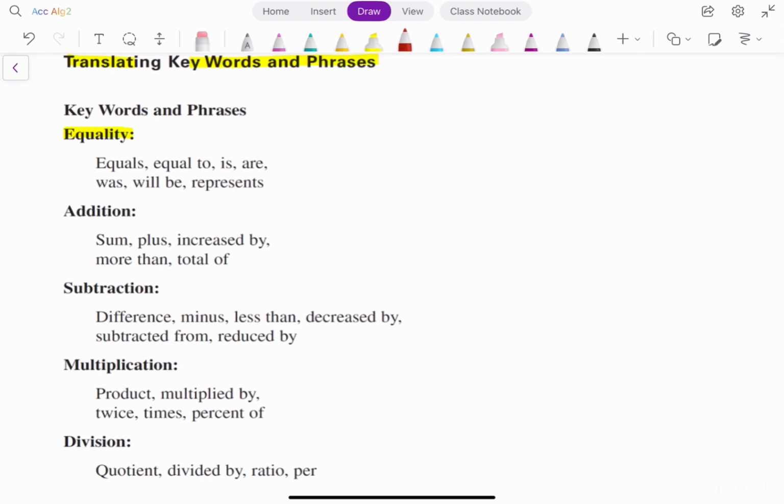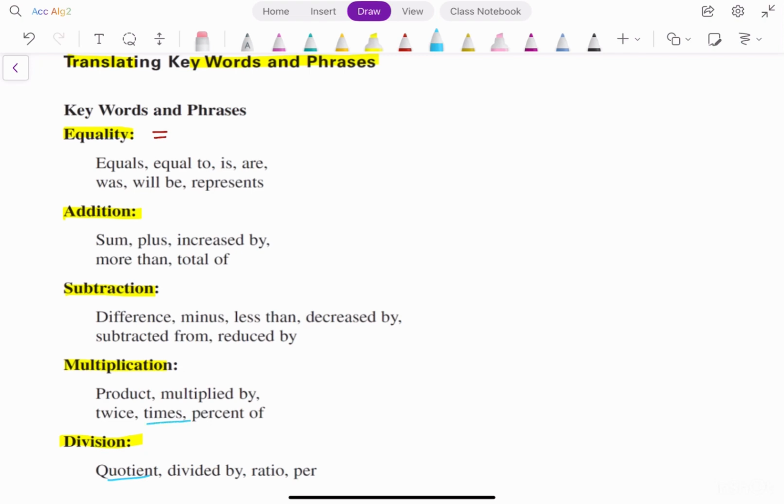Whenever we are talking about equality, there are keywords in the word problem that denote that we want to put such and such thing equal to each other. Same thing for addition, subtraction, multiplication, and dividing. So these are some clue words and phrases. If you are familiar with these, it will be easier for you to handle word problems.